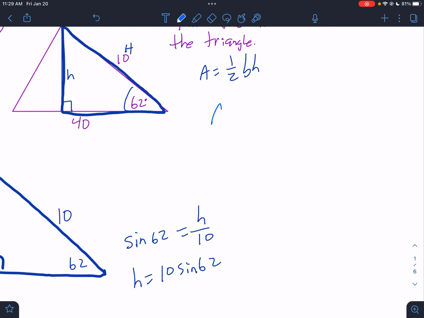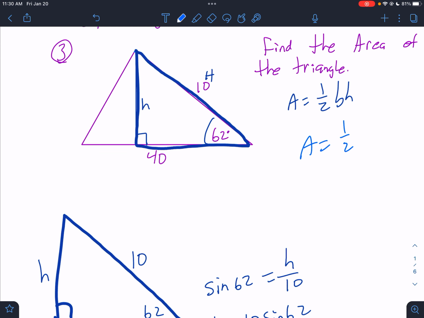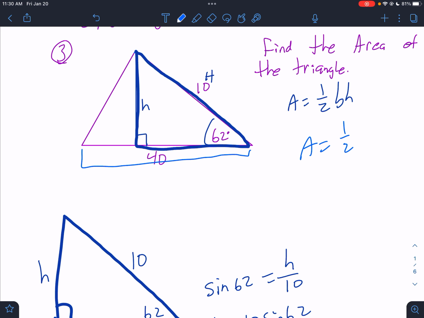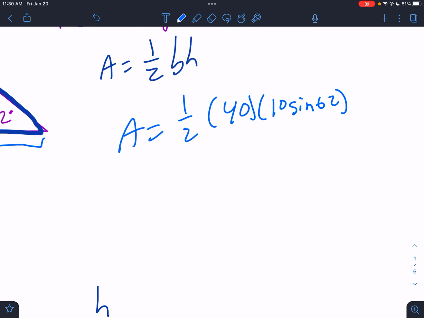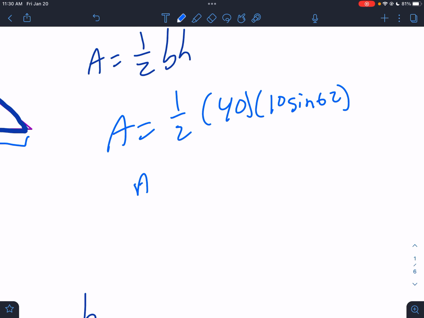So to finish the problem, area equals 1/2. Well, if this is my height, then 40 is my base. So 1/2 times base times height. Well, it's the 10 sine 62. Leave it like that. If I didn't have a calculator, I would want you to clean this up. What is half of 40? It's 20. What's 20 times 10? This is 200 sine 62. But I want you to go ahead and practice rounding. Type it in, 200 sine 62.